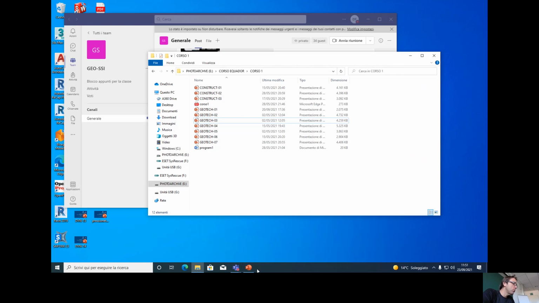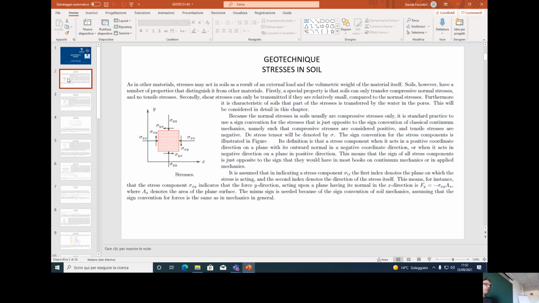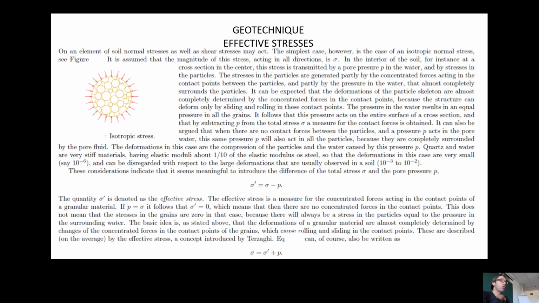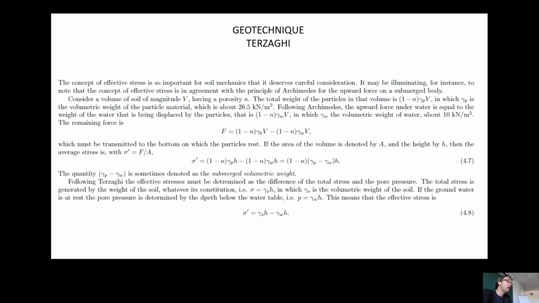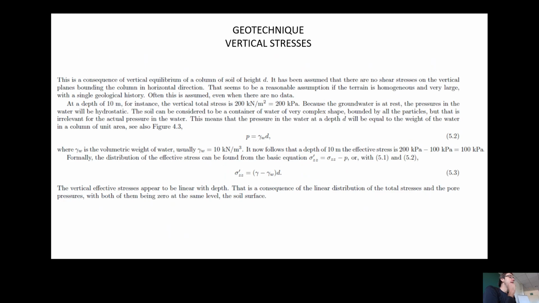Again, I want to do a little recap. We saw the stresses in the soil and also the importance of the pore pressures that follow the physics of the problems. So nothing new except for hydraulics. We recalled the Terzaghi problems, and we talked about the submerged volumetric weight. Then we did a first case with a very simple homogeneous layer, just to explain the calculation of the Terzaghi principle.